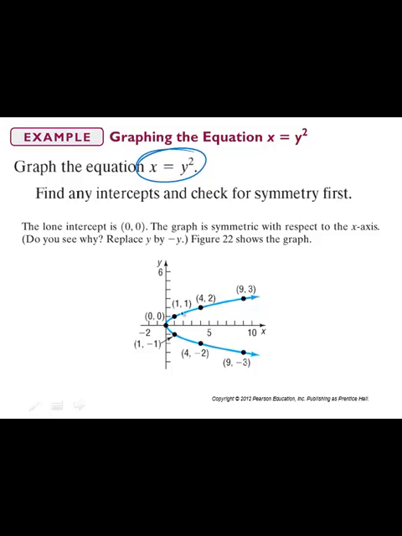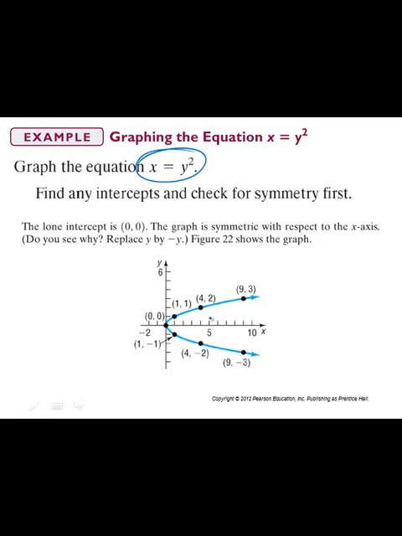And then test for symmetry, replace x by negative x, and you don't get the same, so it's not going to be symmetric with respect to y, but you replace y by negative y, and you still get x equals y squared, because negative y squared is y squared. So this graph is going to be symmetric with respect to the x-axis. And if you replace x by negative x, replace y by negative y, you get negative x is equal to y squared, which is not the same. So the graph is not going to be symmetric with respect to the origin either. So only symmetric with respect to the x-axis.